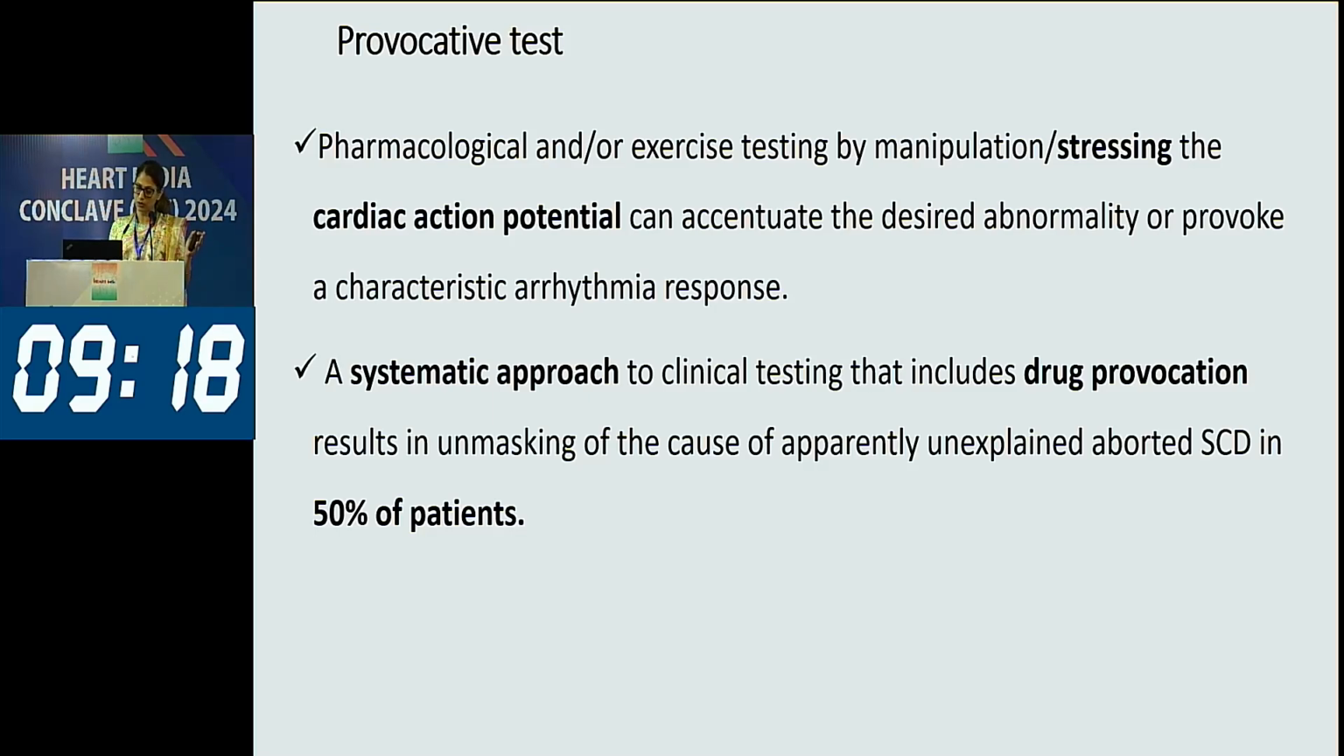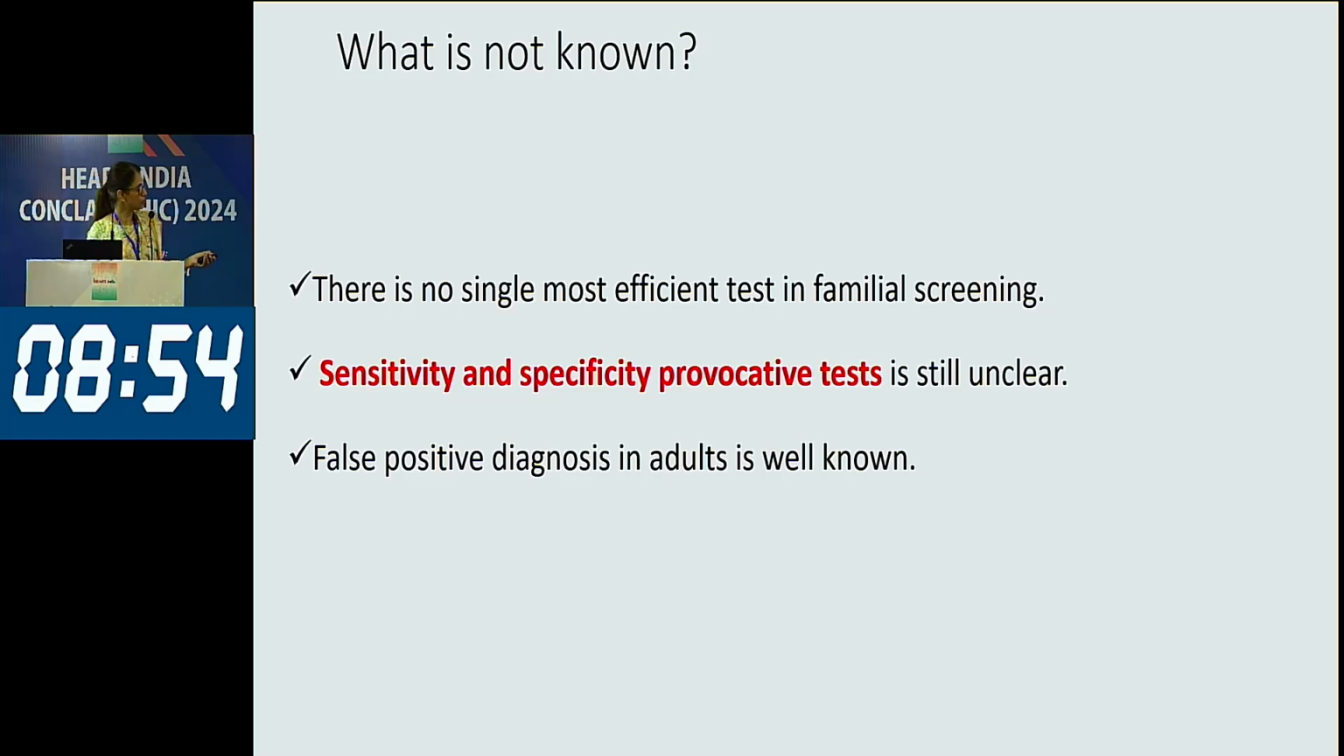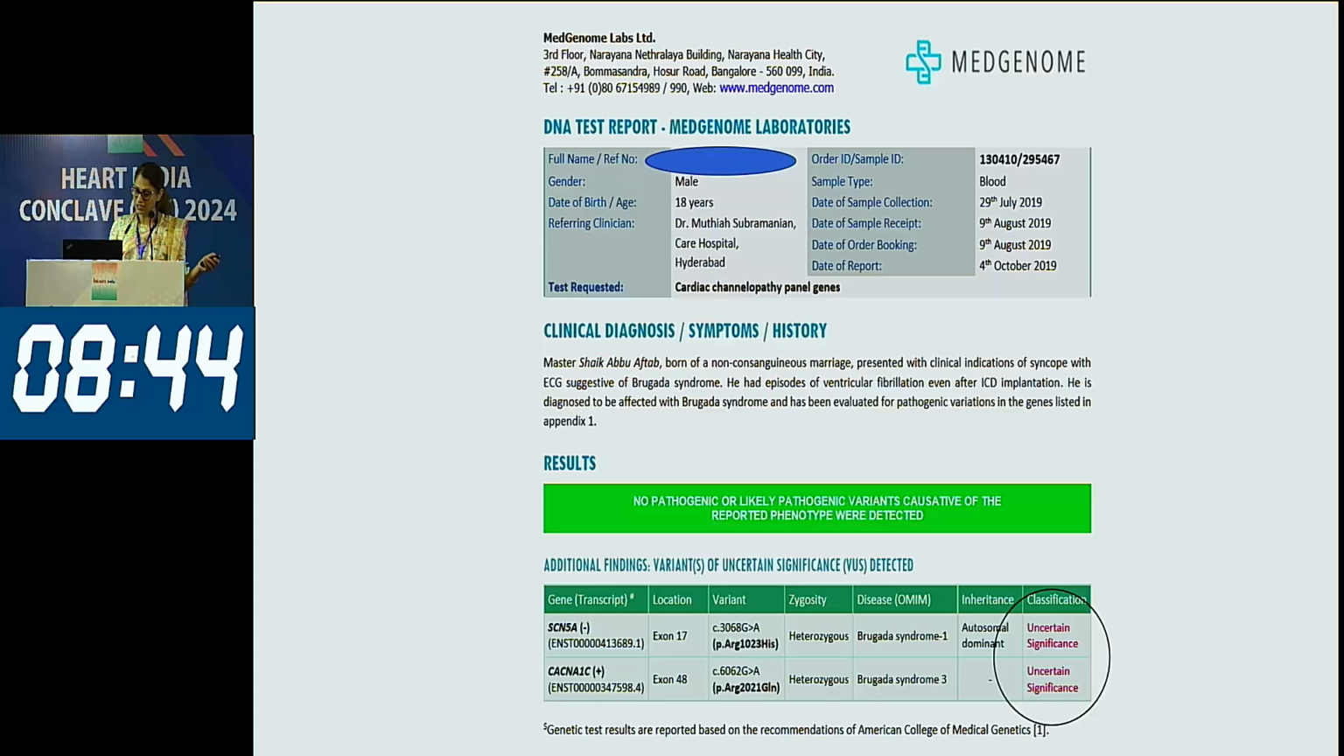Provocative test can unmask a good number of patients, and you need proper monitoring, you need infrastructure, you need a defibrillator with the patient, and ECG should be done continuously. You cannot do a provocative test and discharge the patient in 2-3 hours, especially when we do the flecainide challenge test. You cannot give the injection and discharge after 4-5 hours, because flecainide half-life is quite long, so the patient may have a VF storm. So be cautious about it. And the problem with provocative test is that sensitivity and specificity are still unclear, and false positive tests are still there. That's the reason I think in real world data it's been less utilized.